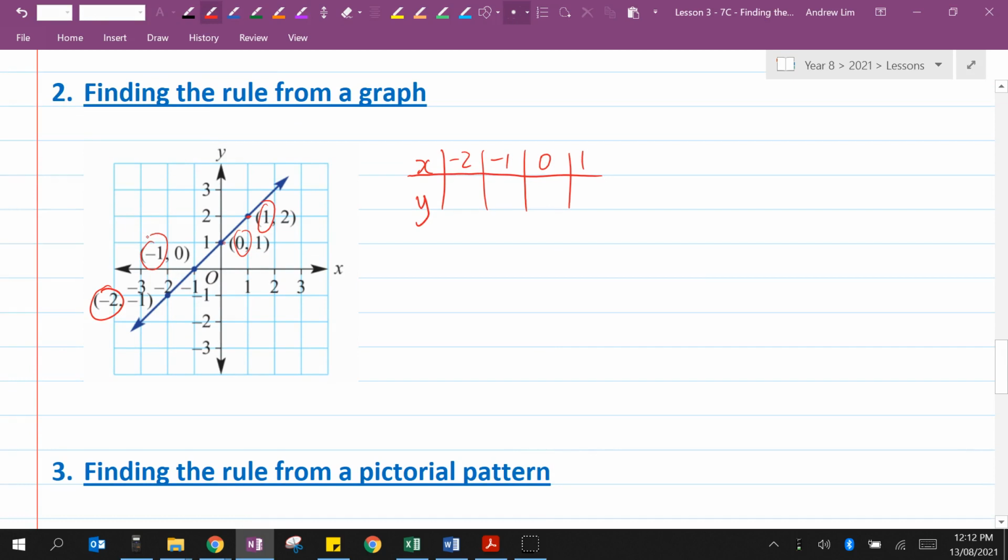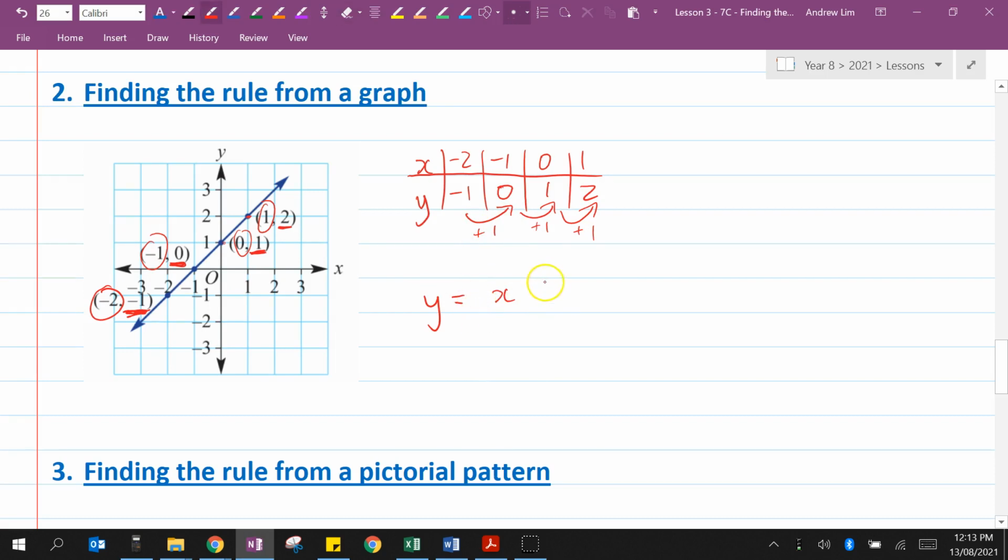Well, what are the y values? When x is minus 2, y is minus 1. When x is minus 1, y is 0. When x is 0, y is 1. When x is 1, y is 2. So we can see as x increases by 1, the y values are going up by 1 as well. So the equation of this will be y equals, the number in front of x will be positive 1. But we never need to write that. There's always an imaginary 1 there.